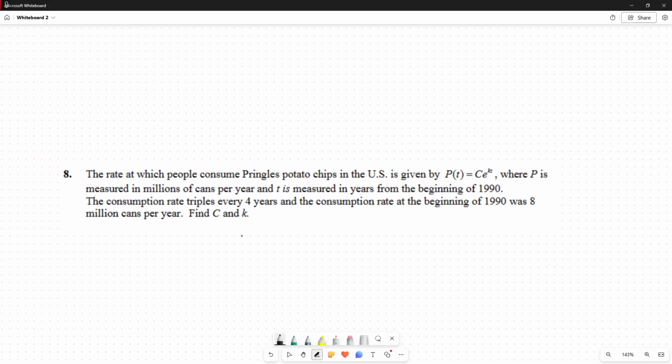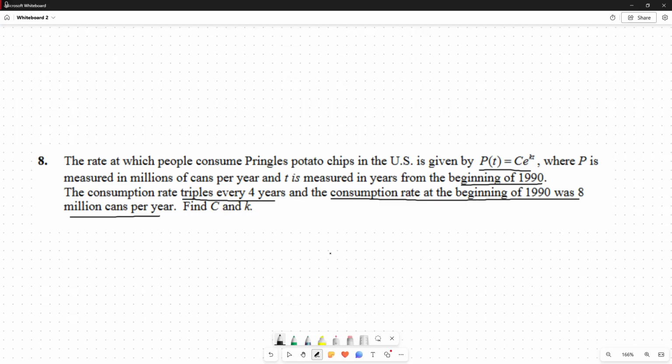So our first question is the rate at which people consume Pringles potato chips in the U.S. is given by P of t equals C times e to the kt. So this is important. I'm going to underline that. Where P is measured in millions of cans per year and t is measured in years from the beginning of 1990. Alright? The consumption rate triples every 4 years. And the consumption rate at the beginning of 1990 was 8 million cans per year. So now our goal is to find C and k.